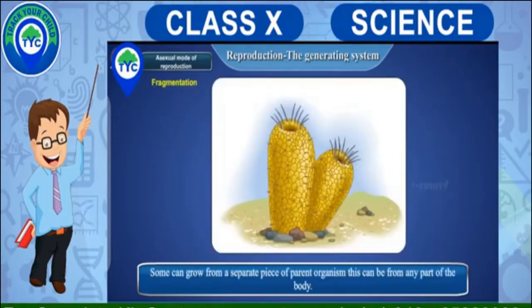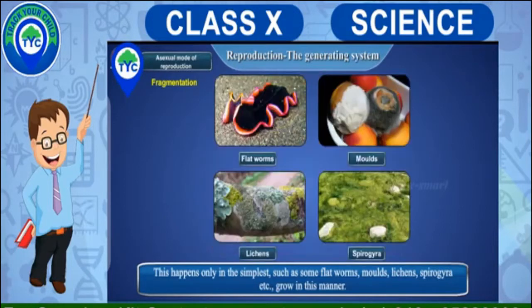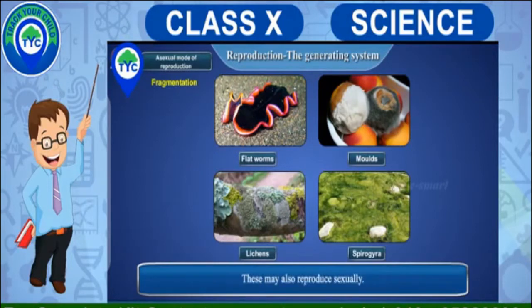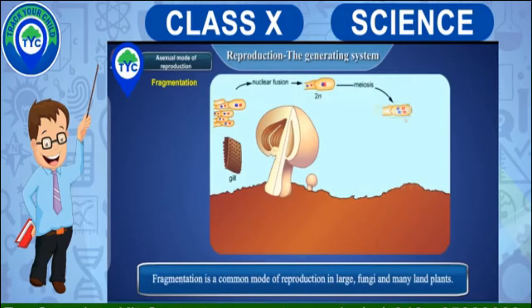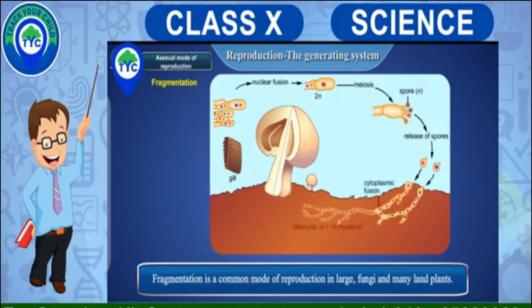Fragmentation. Some organisms can grow from a separate piece of the parent organism. This can be from any part of the body. This happens only in the simplest organisms, such as some flatworms, lichens, Spirogyra, etc. These grow in this manner. They may also reproduce sexually. Fragmentation is a common mode of reproduction in large fungi and many land plants.